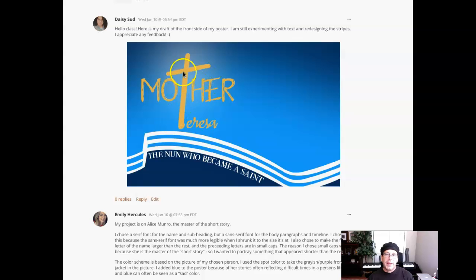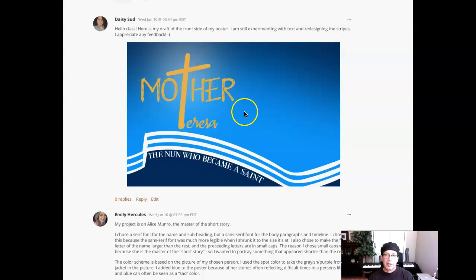I think that transposing the T into something that looks like a cross is another very interesting idea. However, I feel it's overdone by using the cross for the T in Mother as well as the T in Teresa. That's a little bit overdone. My recommendation, oh, watch your kerning, by the way. That's almost touching. That's really difficult right there. So watch your kerning.